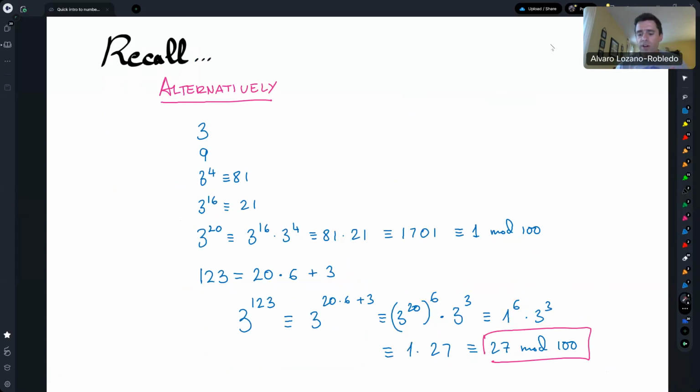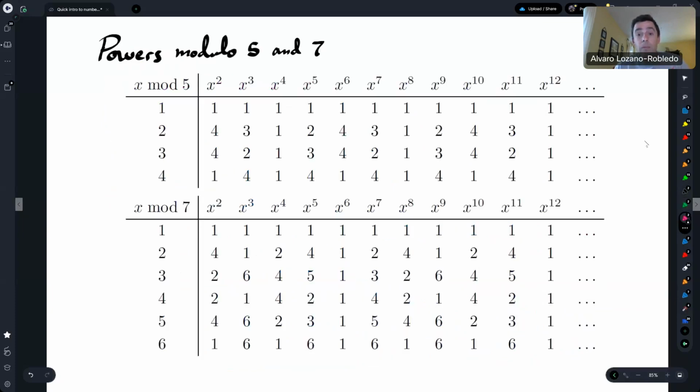So the question here is, how did I find this in the first place? How did I know that 3 to the 20 would give me something like that? And in general, how do I find powers of numbers that are going to give me the congruence of 1, so that I can use that in my favor? Here are some examples. What happens with powers of numbers modulo 5 and modulo 7?